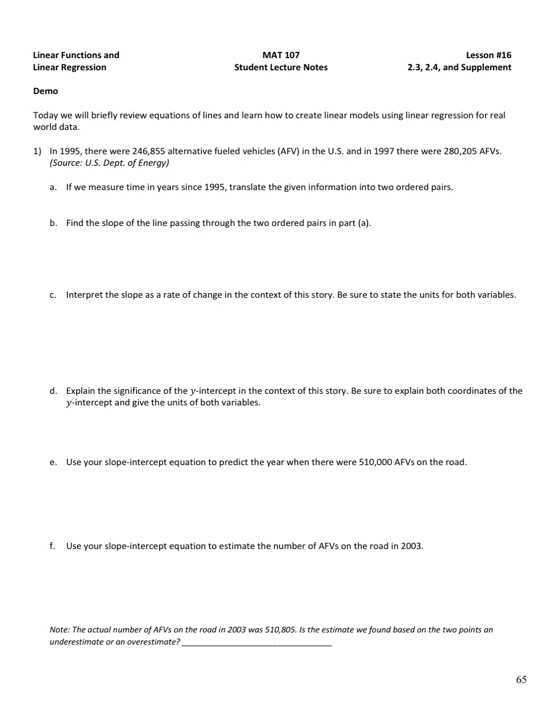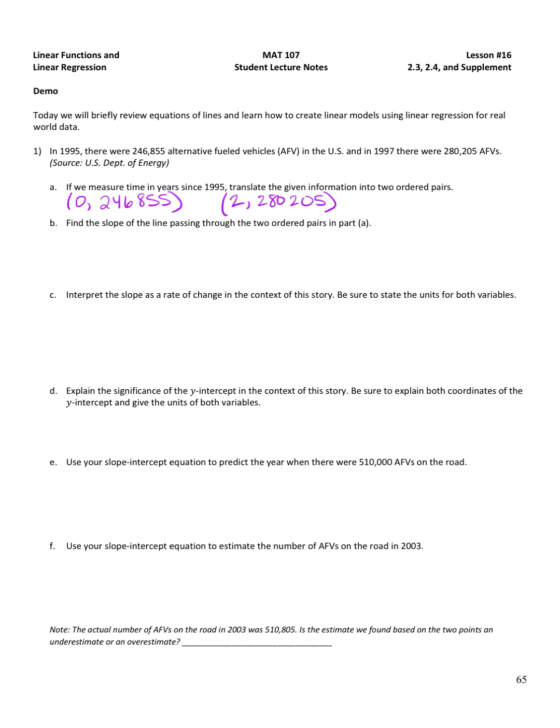So in 1995, there were 246,855 alternative fueled vehicles, or AFVs, in the U.S. And in 1997, 2 years later, there were 280,205. If we measure time in years since 1995, translate the given information into two ordered pairs. So 1995 is year 0, and there were 246,855 AFVs. And 1997 would be year 2, when there were 280,205.